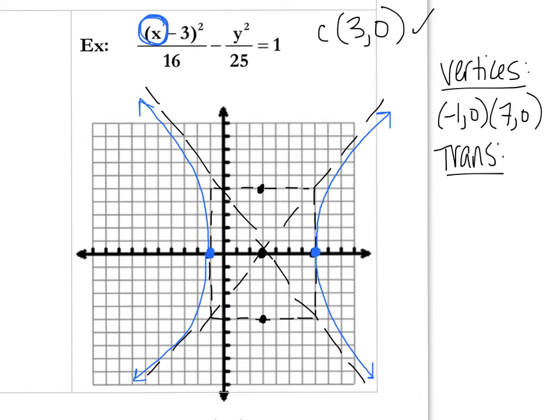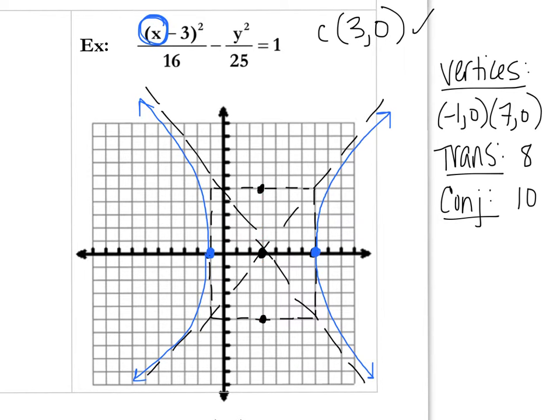So remember, that connects the vertices. So I'll just do this. I'm going to use my laser pointer actually. That's this right here. How long is this segment right here? I believe it is 8 units long. So that's the length of the transverse. And then the length of the conjugate axis is the other one. So that's where these 2 vertices come into play. This is 10 units long. So that's my conjugate length. That's 10.